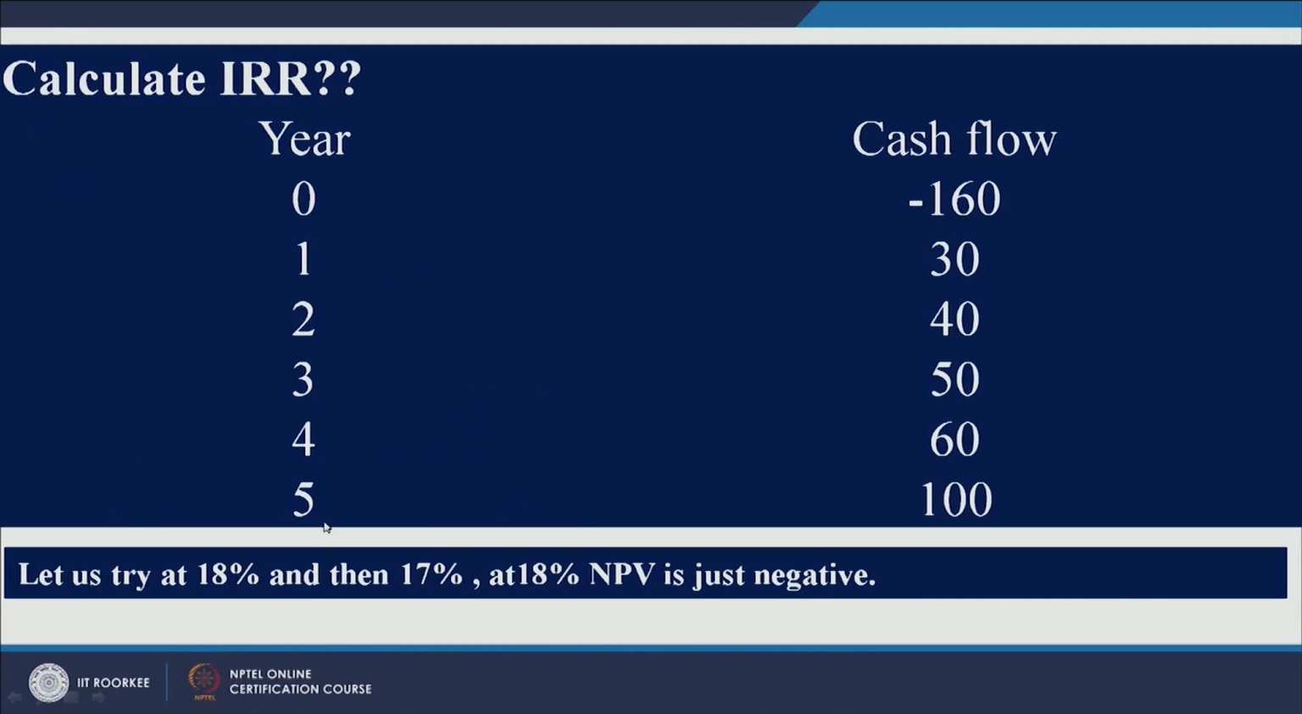So, let us look at this example. In this example, we have to calculate IRR. The duration of the project is 5 years and you have been given cash flows like this. So, let us try this question for IRR. First take the discounting rate as 18% and then 17%, and then we will try to interpolate the value of IRR. So, let me solve this question.